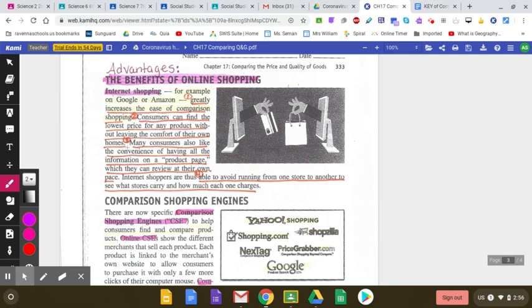Three, many consumers also like the convenience of having all the information on a product page, which they can review at their own pace. And then four, internet shoppers are thus able to avoid running from one store to another to see what stores carry and how much each one charges. So any of those four would be advantages that you could write onto your homework.